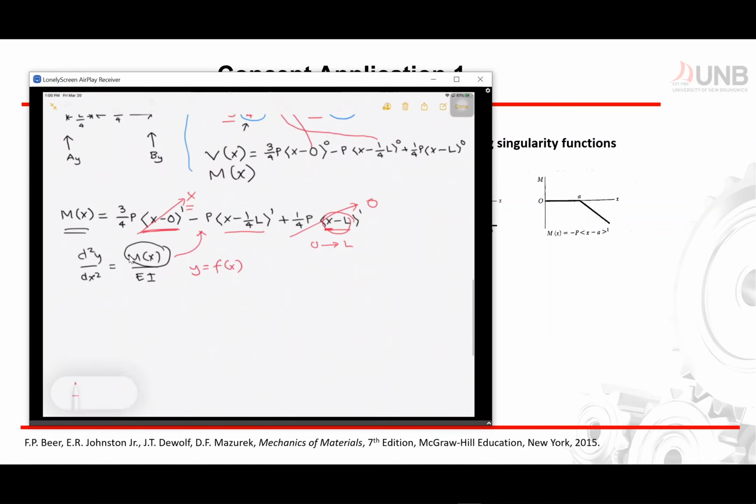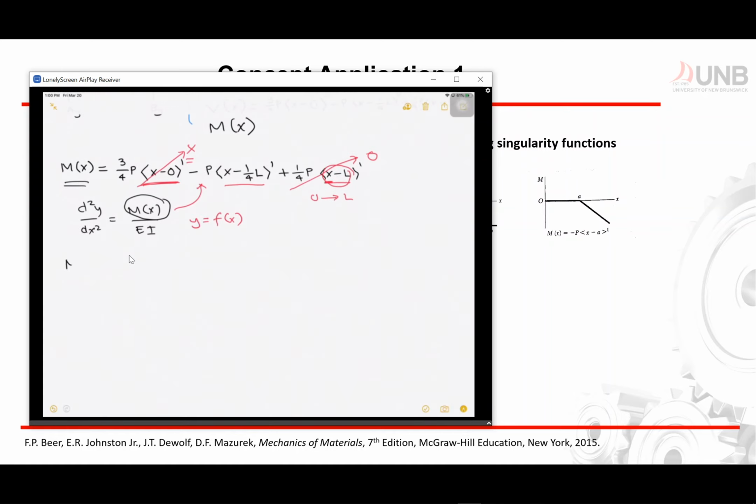Eventually, we will have a simplified moment equation, which we can now define as mx is equal to 3p over 4 times x, and then minus p times x minus 1/4 L raised to 1. Again, we eliminated the third term. We now have just two terms, which is this guy right here and this guy right there.